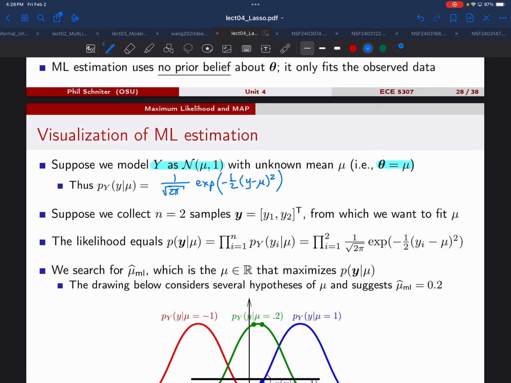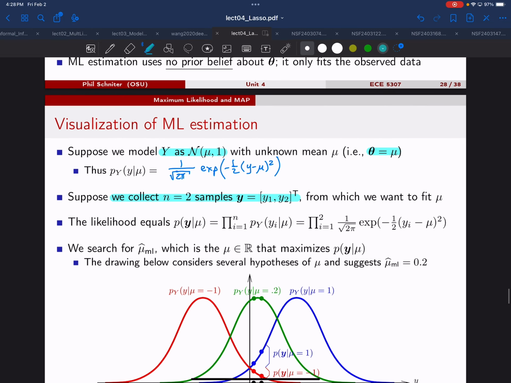Okay, so this is the form of this generating random variable y. We haven't talked about our data yet. Let's try to make this as simple as possible again. Let's suppose we collect exactly 2 samples, y1 and y2. I think the simplest possible case to visualize is if we have 2 samples.